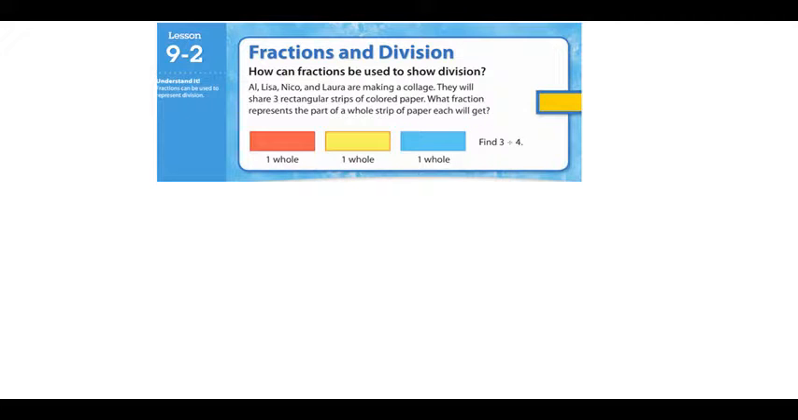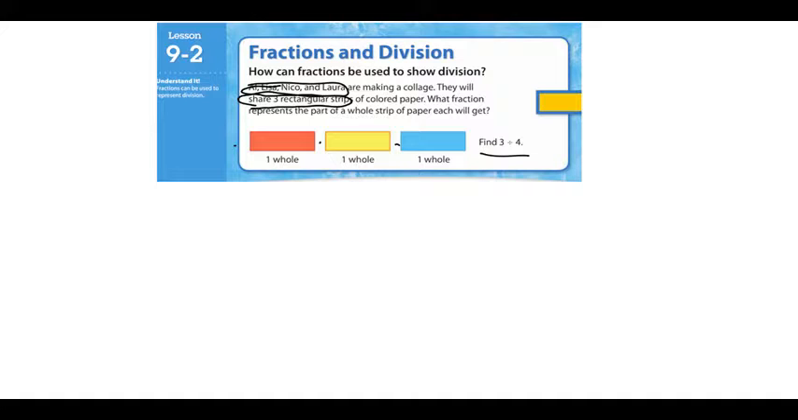Well, first of all, notice this is our important information here, that there are 4 people, and they have to share 3 rectangular strips. So obviously I can't say, okay, here you go, Al, Lisa, Nico, and then leave out Laura. We have to divide those equally so they each get the same amount. The first thing we need to notice, it says find 3 divided by 4. That's basically what it's telling us to do, so we'll do exactly that.